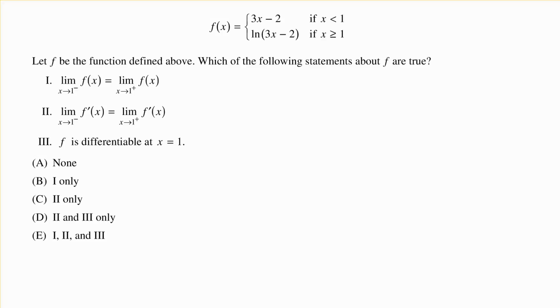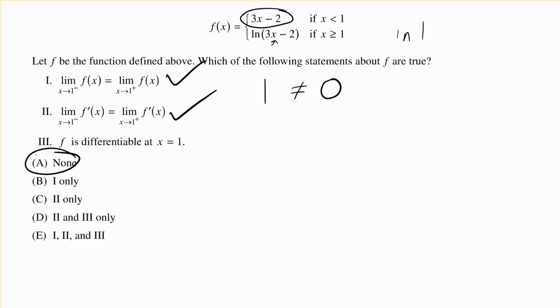The limit as x goes to 1. So if I put in 1 here, it's going to say 1. And if I put in 1 here, it's going to say the natural log of 1, which is actually 0. Therefore, we're kind of done with this one pretty quick. If the limits aren't equal, then it's not continuous. If it's not continuous, it can't be differentiable. Kind of lame.